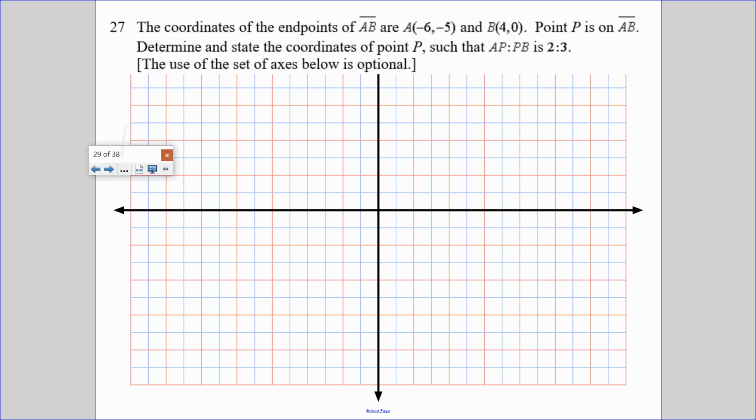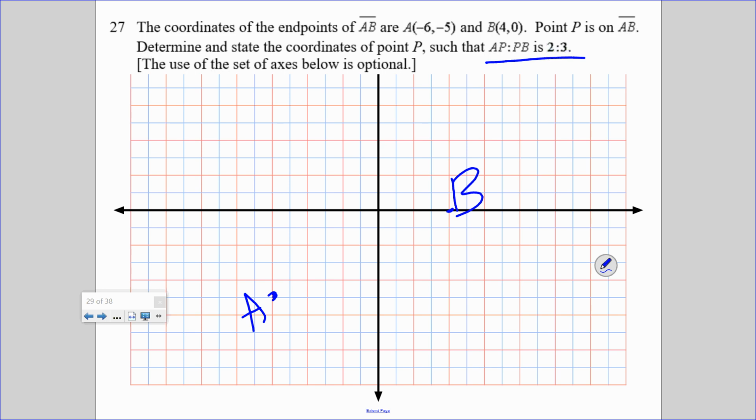Sweet. Love these questions. The coordinates of AB are A, negative 2, 4, and B, 4, 0. Make sure you label with letters what's what. Point P is on AB. Fantastic. Determine the coordinates of point P such that AP to PB is 2 to 3. Partitions. Delta X and delta Y. What's delta X? 1, 2, 3, 4, 5, 6, 7, 8, 9, 10. What's delta Y? 1, 2, 3, 4, 5.